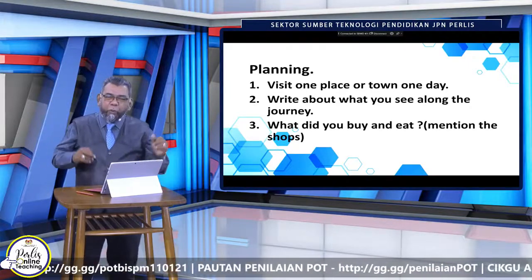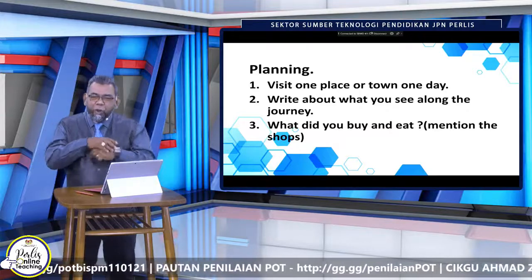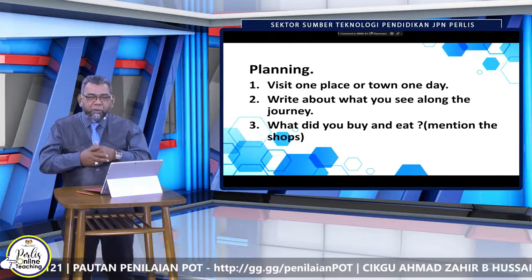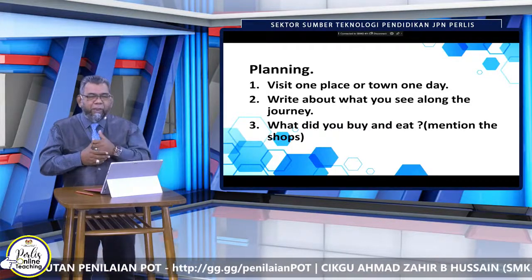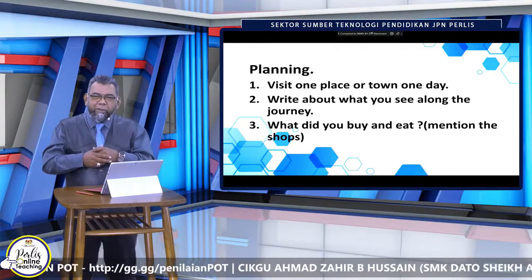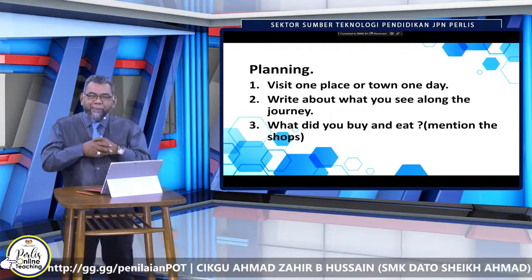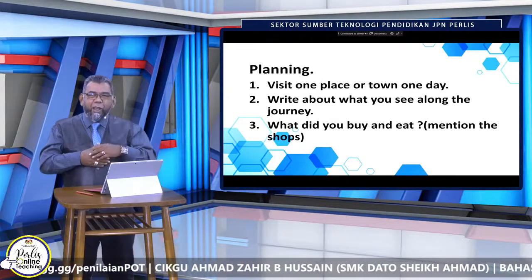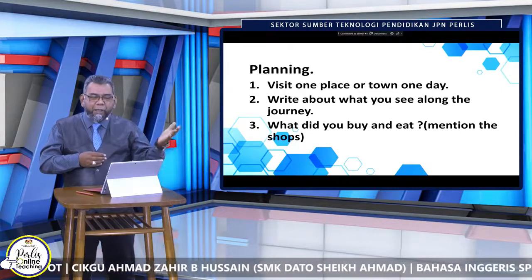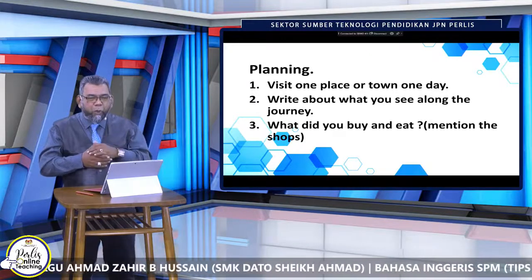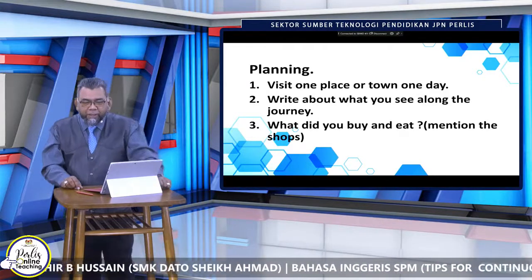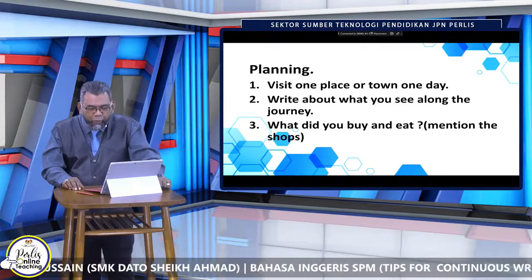On the first day, we went to Kuala Perlis. Kuala Perlis is a small fisherman town, not very busy. There's only one traffic light, 2 traffic lights in the town. So it is very nice to walk around the town. We visit the jetty, whereby the people go to Langkawi through the jetty in Kuala Perlis.